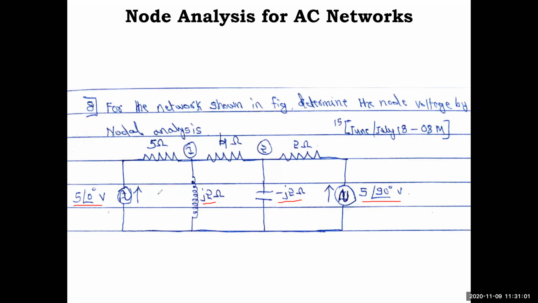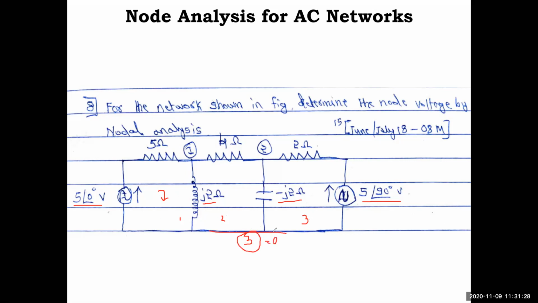Same as the previous mesh analysis, you used to have three meshes, right? Mesh 1, mesh 2 and mesh 3. So you need to write the three equations and solve them. The same Cramer's rule we are using, but now it is node analysis. So there are nodes 1, 2, and this is the ground node. So this is node 3 here.